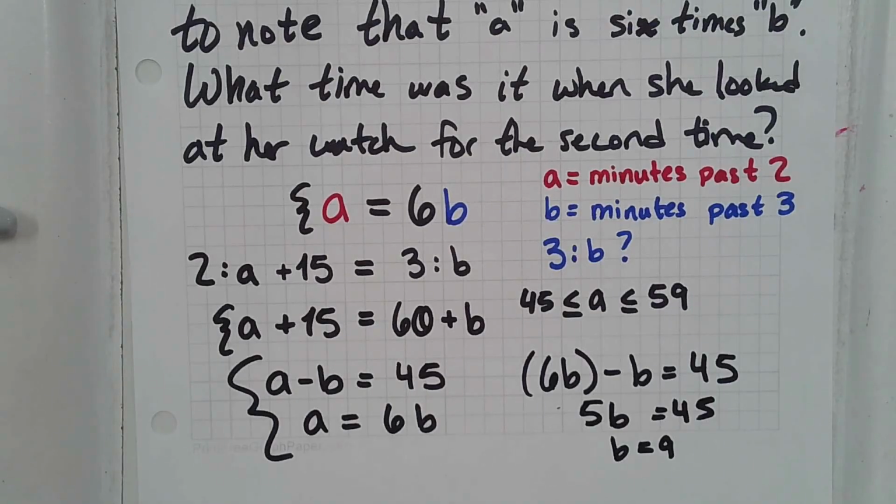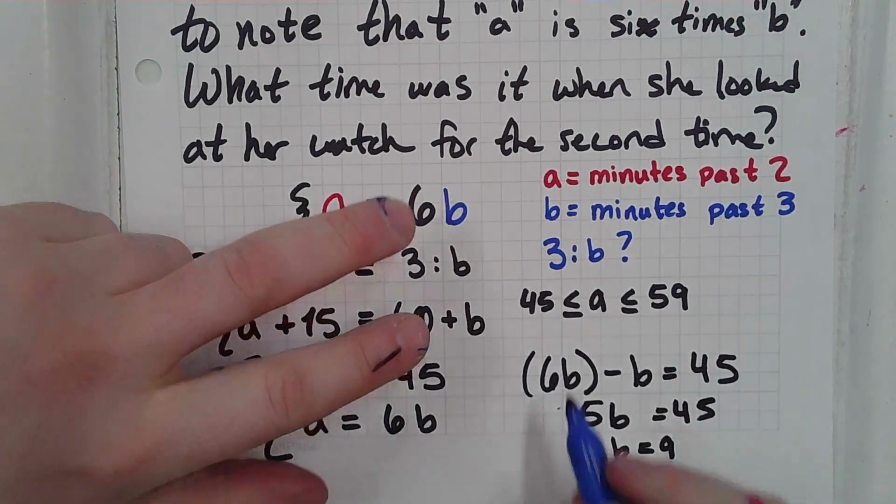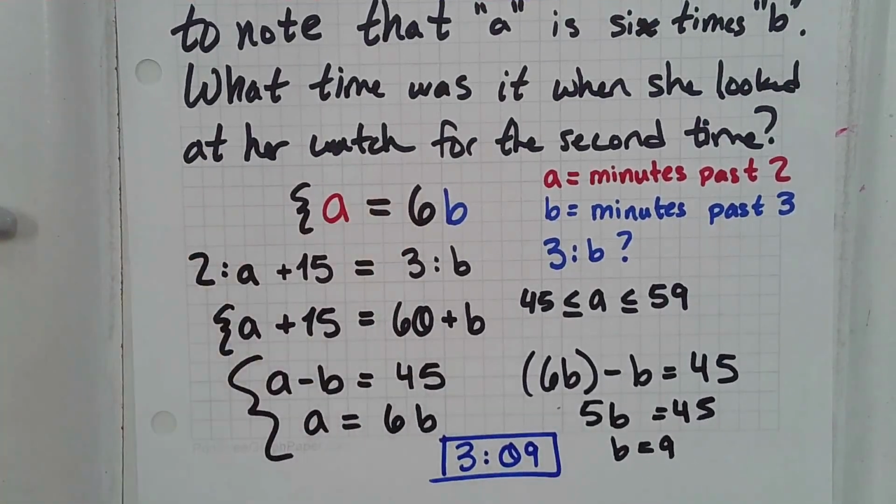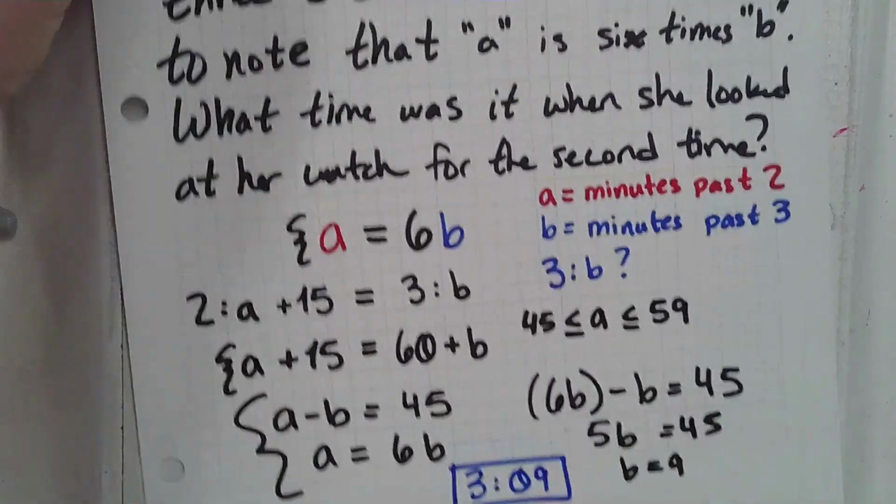So what time is it going to be? Well, it's going to be 3:09 when she looks at her watch again. Which means if you want to figure out A, right, 15 minutes before that is going to be 2:54. Because it's 6 minutes and then 15 more gets you to 9. So that's it for that one.